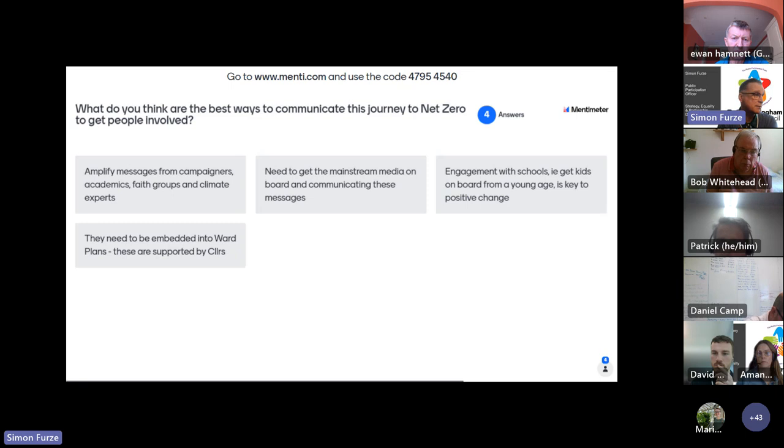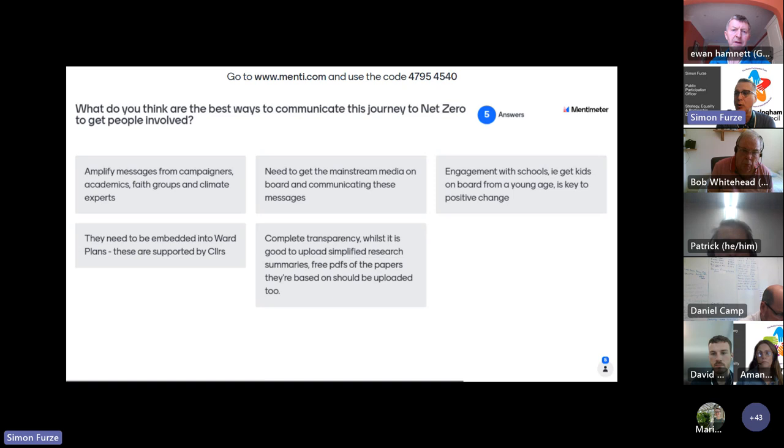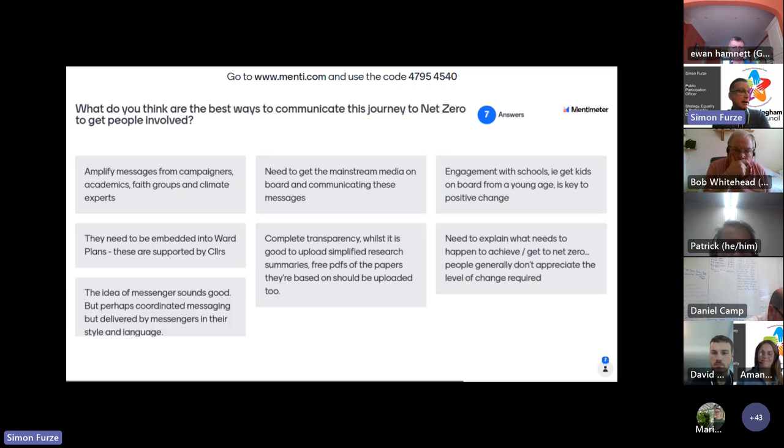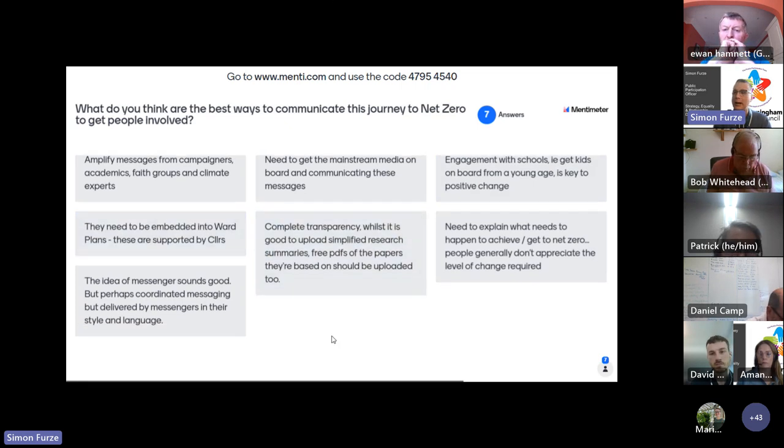I agree. I think it's mixed messages. Engagement with schools, i.e. get kids on board from a young age, is the key to positive change. I agree. As a kid who grew up in the Keep Britain Tidy campaign that Blue Peter and others did, I do not drop litter anywhere. But it really did affect me as a kid, and you kind of carried that through that now my children have that. So I think winning that younger is going to be important. But we need to be able to use the correct tools to engage those.